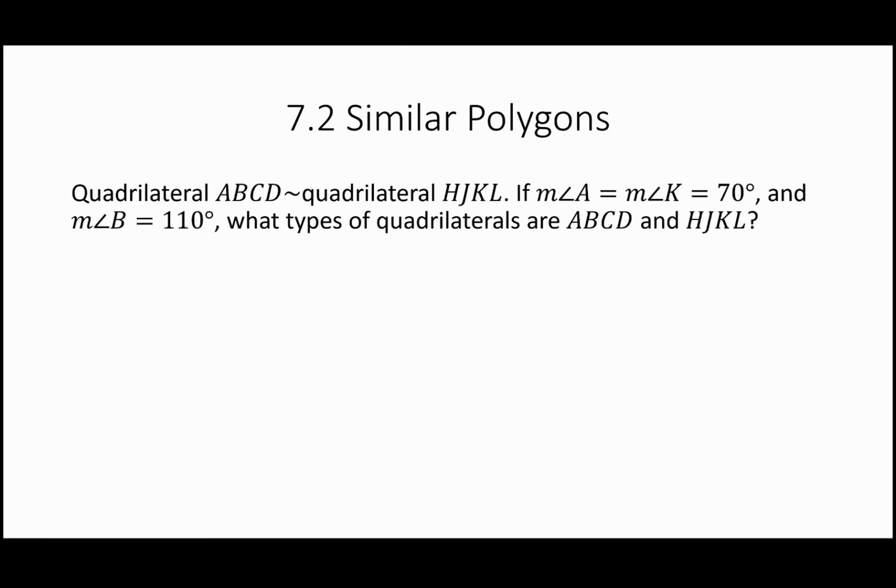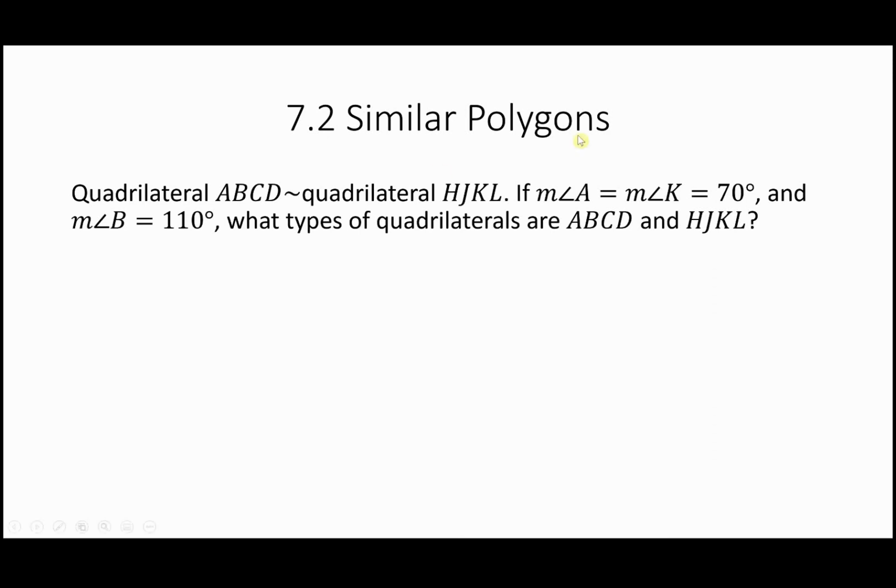Oh, here's another example. And we're going to have similar quadrilaterals given to us. So quadrilateral ABCD is similar to quadrilateral HJKL. Okay, and we don't know what kind of quadrilaterals they are. We've been introduced to all the different kinds that we care about in this class, which were, if you recall, parallelograms, rhombus, kite, square, and rectangle. So those are the possible quadrilaterals that ABCD and the similar quadrilateral HJKL could be.